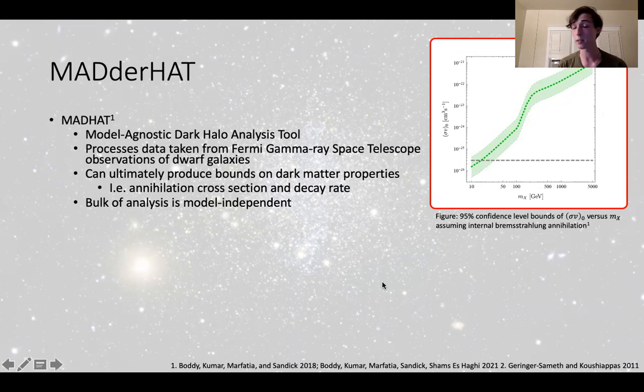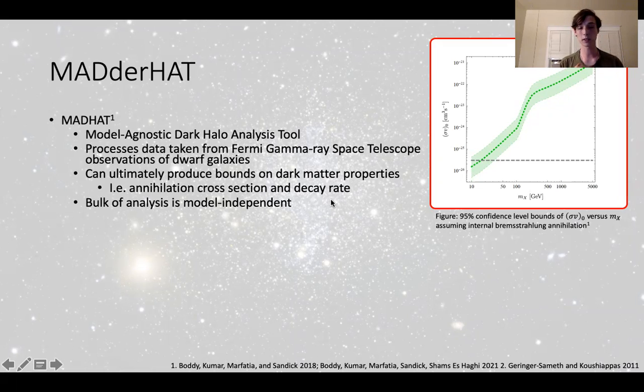We don't have to make any assumptions about the actual dark matter model until the very end of the calculation to get something like the bounds on sigma v naught or on decay rate. So in this case, eventually at the very end, we had to assume that internal Bremsstrahlung annihilation is the method by which our dark matter is producing gamma rays.